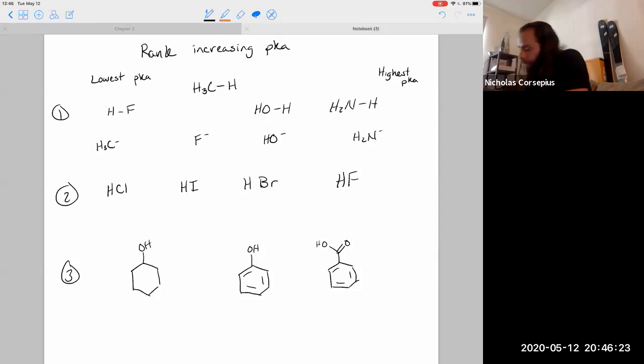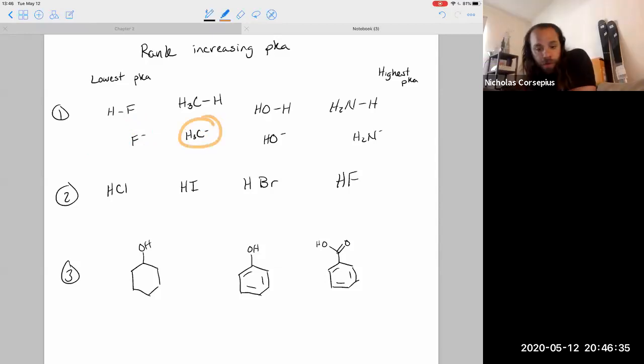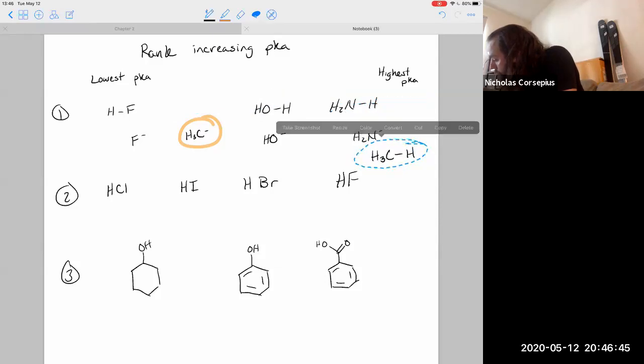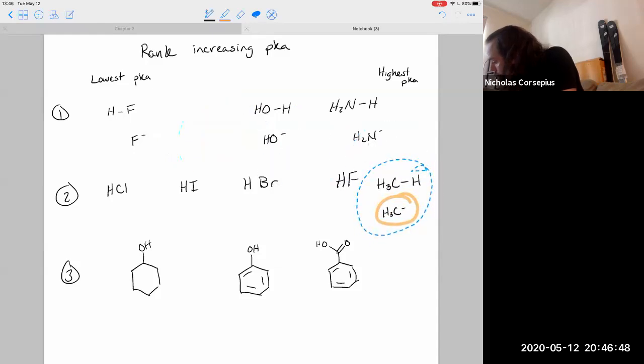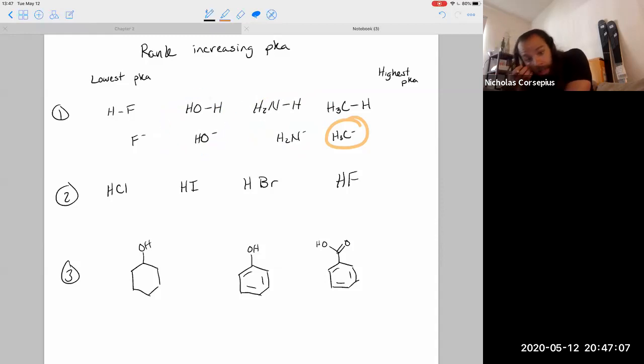And then if we go to the other extreme, which one of these is the best base? Would be that carbon ion? Yeah, absolutely, right? So this guy here is the least stable. It's the least happy to be just sitting there as an ion. So it's the best base, and in contrast, that means that this is the worst acid. All right, so this is how they would rank from lowest pKa to highest pKa.